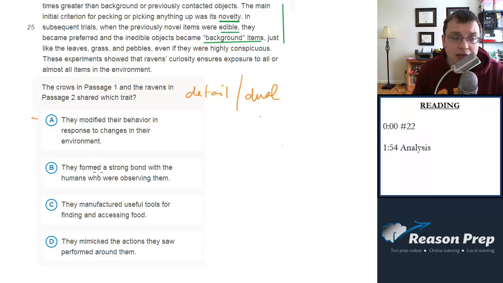They formed a strong bond with the humans who were observing them. No. In this first case, there was no direct interaction between the crow and the researcher, so that's not going to work. They manufactured useful tools for finding and accessing food. That was true of the crows, but not of the ravens. In the second passage, they don't talk about them manufacturing tools. They mimicked the actions they saw performed around them. No. In the first case, at the very least, the crows don't watch each other do this. They kind of all figure it out for themselves to a certain extent. So this one is going to be choice A.